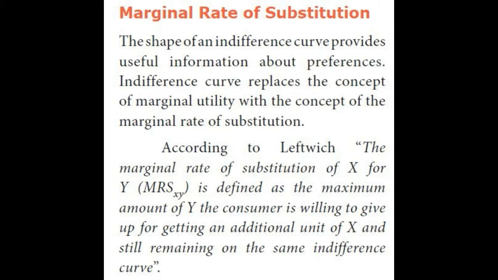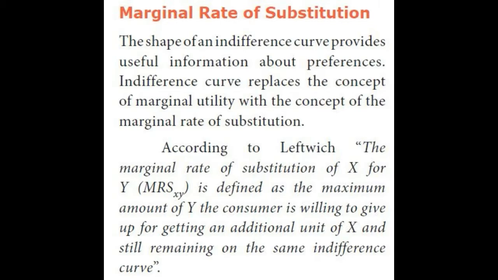A consumer can give up some amount of one good in exchange for another good while maintaining the same level of satisfaction. According to Lipsey, the marginal rate of substitution of x for y is defined as the maximum amount of y the consumer is willing to give up for getting an additional unit of x and still remain on the same indifference curve. So what is the explanation of this definition?